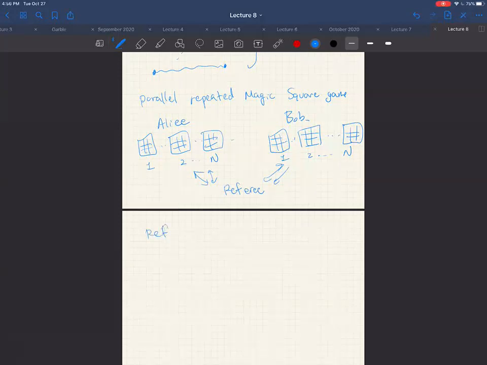Is this at all different from just playing like 2N CHSH games? That's a great question. Just give me one second. Let me just write down the rules.